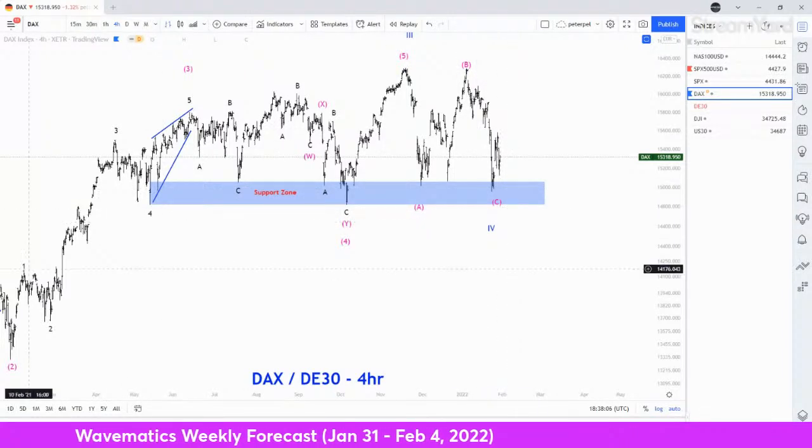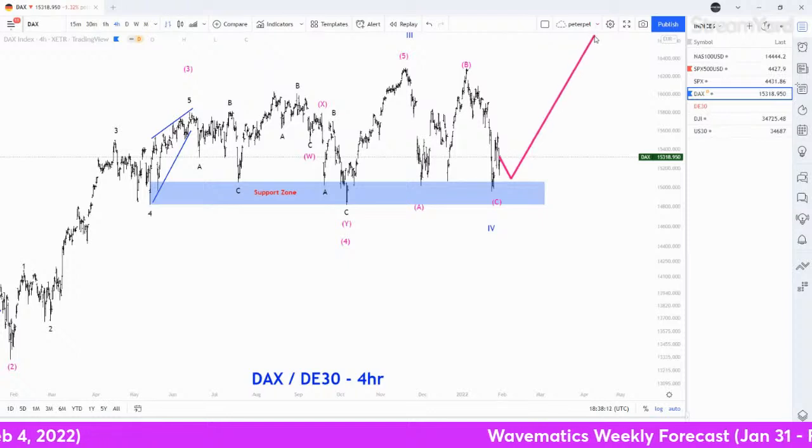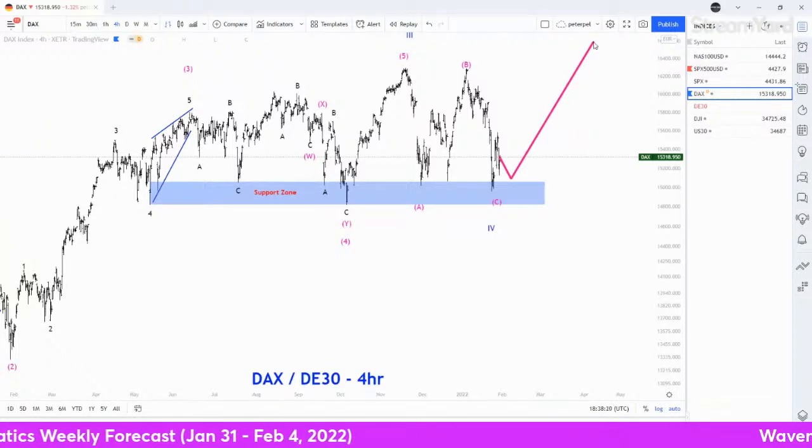Once we get a move to the upside, once we get a correction like this, we will start looking for a move to the upside for blue wave 5. Alternatively, this pattern can also be a triangle. This can be a triangle.